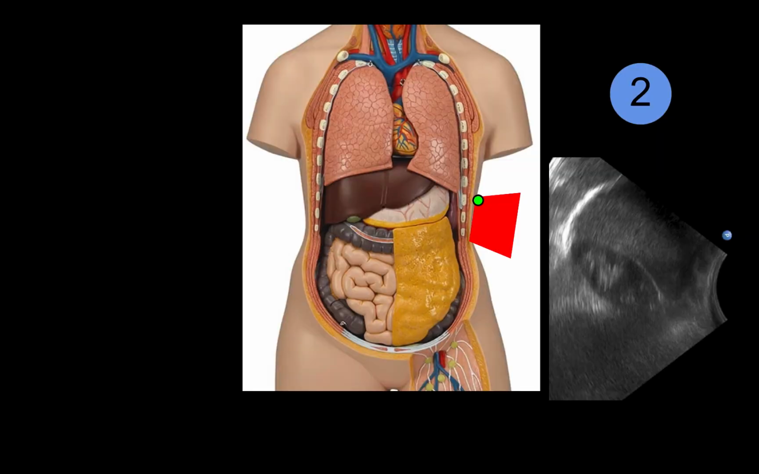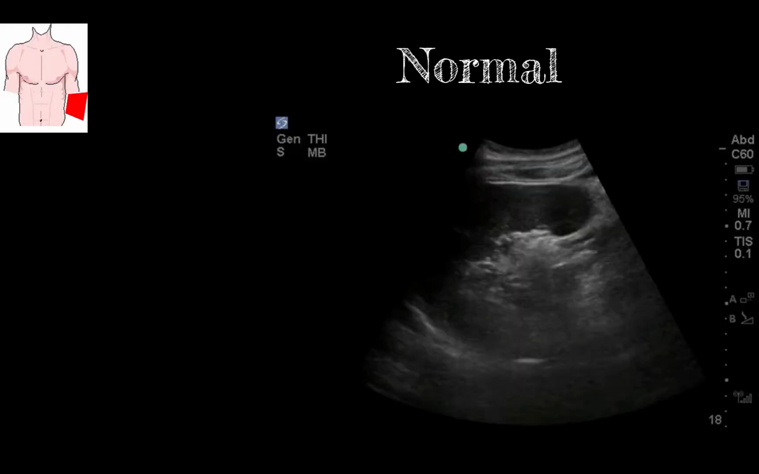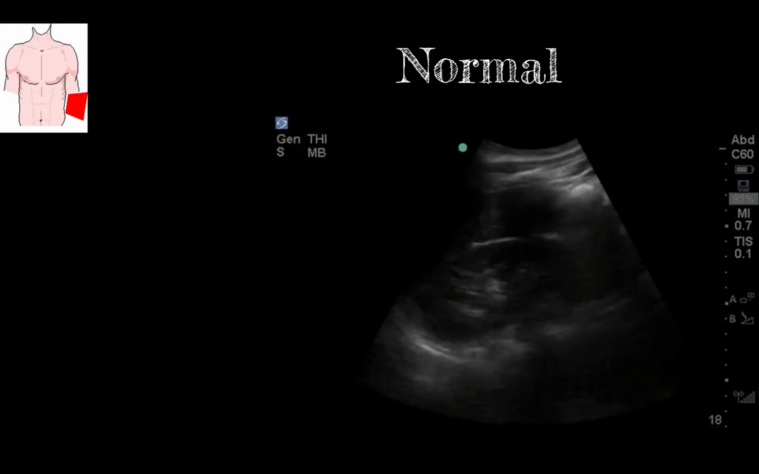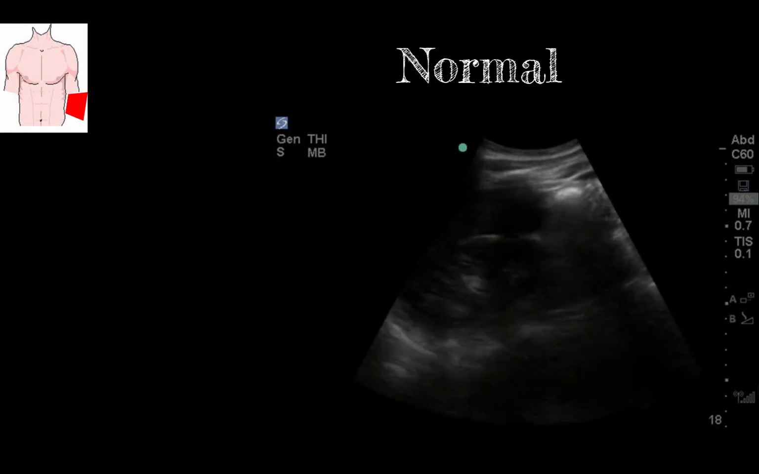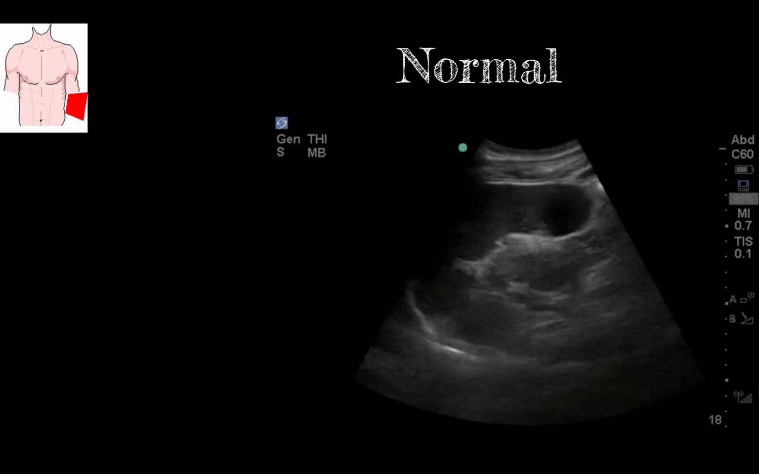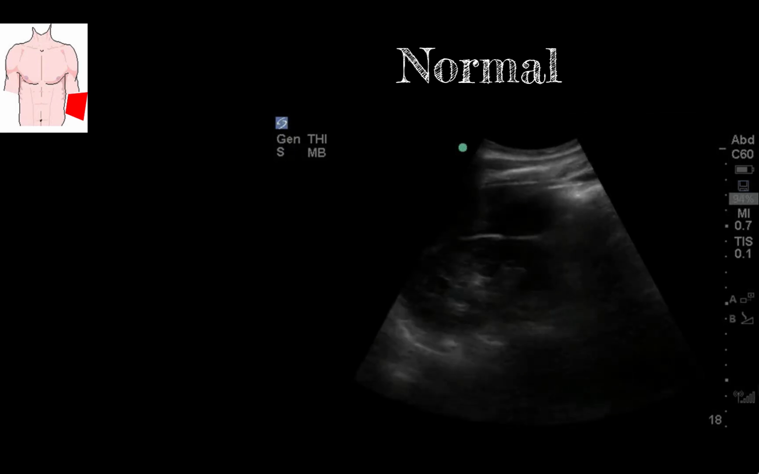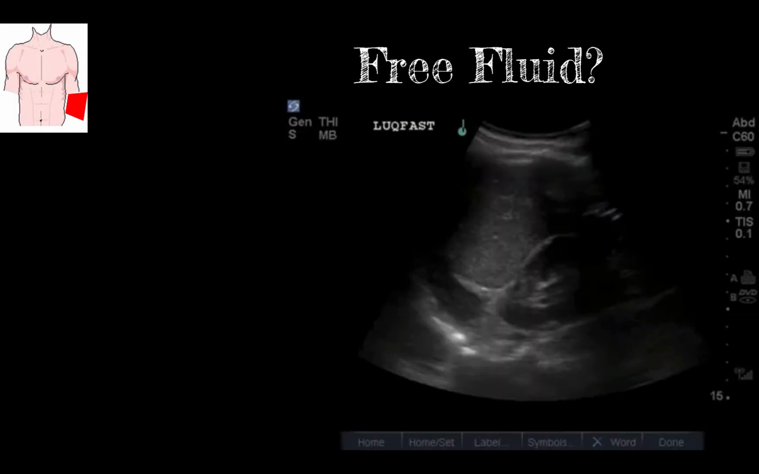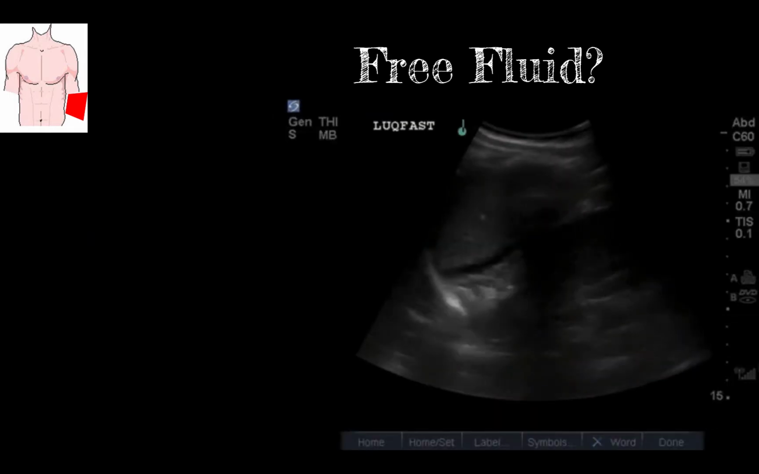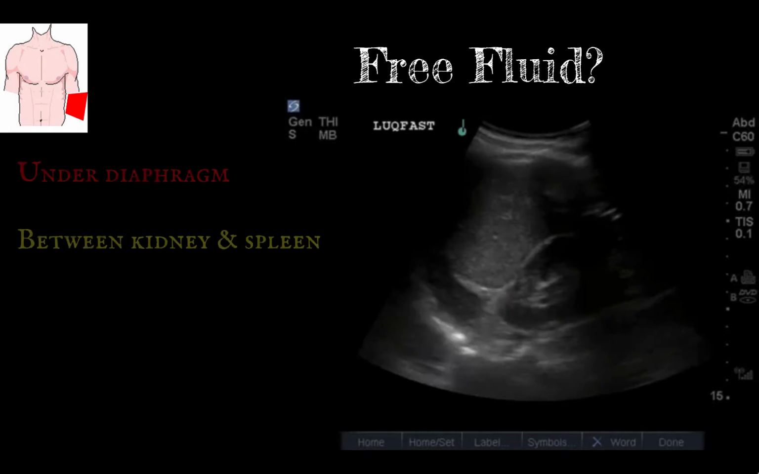Let's move on to the left upper quadrant. In many views, this is similar to the right upper quadrant in that you have to look at the same three spots: under the diaphragm, between the kidney and the spleen, and in the pericolic gutter. Here's a normal good view of the left upper quadrant. You'll often get more ribs in the way, but as long as you see those three areas, you're in pretty good shape. Here is an example of a typical positive left upper quadrant view with fluid in the splenorenal space as well as under the diaphragm.